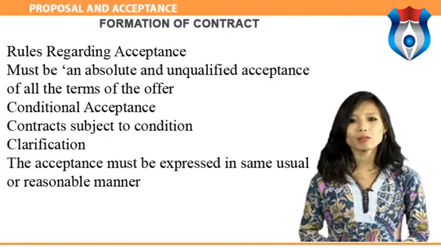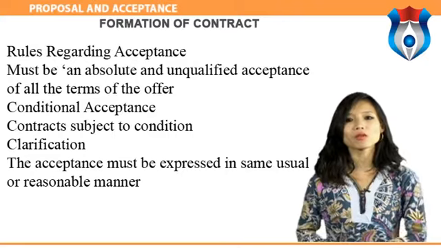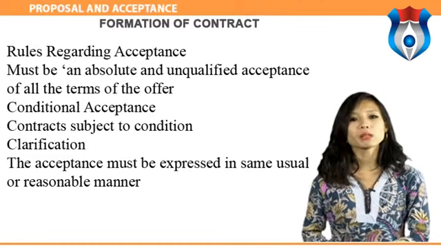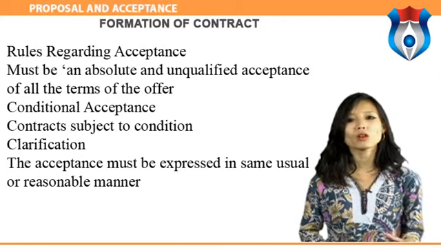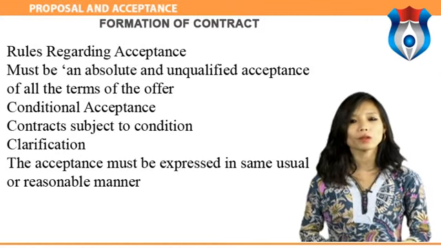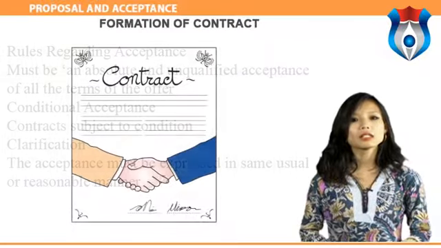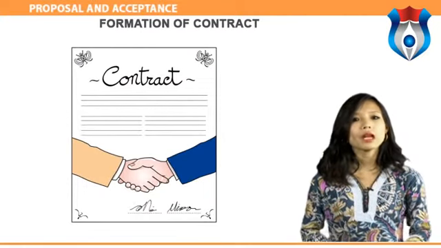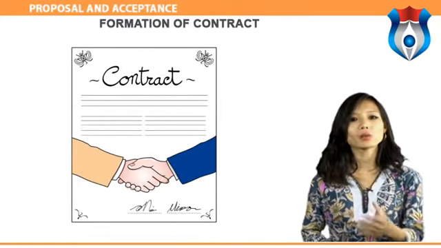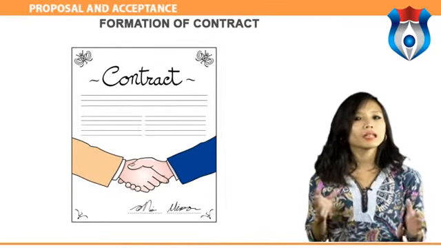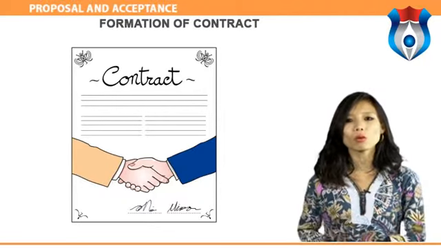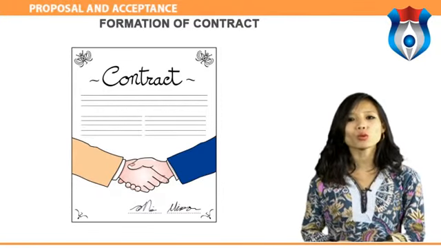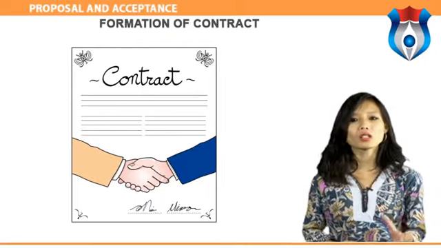Rules regarding acceptance. The acceptance of an offer to be legally effective must satisfy the following requirements. It must be an absolute and unqualified acceptance of all the terms of the offer, Section 7, Clause 1. Conditional acceptance. In accordance with English law as well as with the terms of the Contract Act, an acceptance with a variation is no acceptance. It is simply a counter proposal which must be accepted by the original promisor before a contract is made.